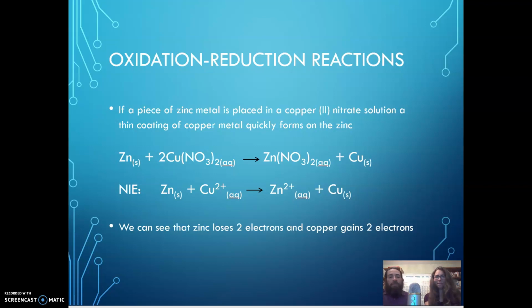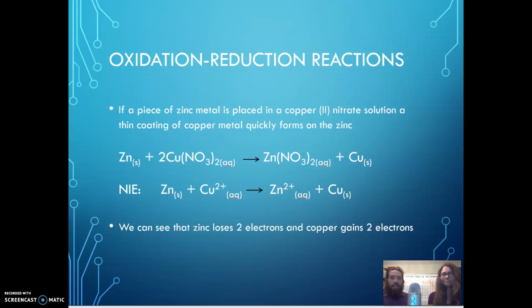So here's an example of a reaction. It's written in words, and below we have the balanced equation. We have zinc metal placed in a copper nitrate solution, so that's an aqueous solution, and then we form copper on the zinc. So if we look at this reaction, we have the zinc solid with the aqueous copper nitrate going to zinc nitrate and copper. It'll be nice to clean this up by making a net ionic equation.